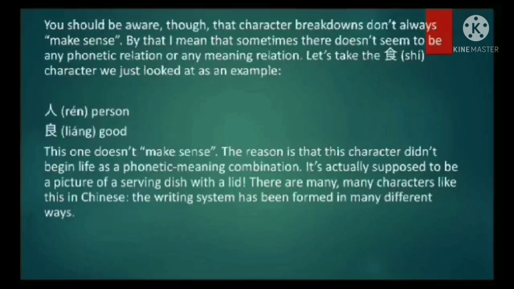Let's take the shi character we just looked at as an example. Ren, person. Liang, good. This one doesn't make sense. The reason is that this character didn't begin life as a phonetic meaning combination. It's actually supposed to be a picture of a serving dish with a lid. There are many characters like this in Chinese. The writing system has been formed in many different ways.